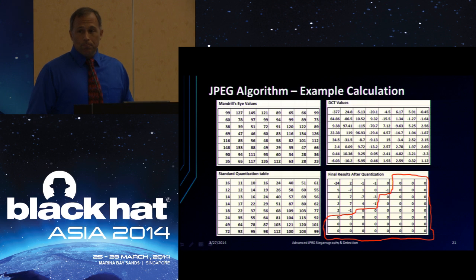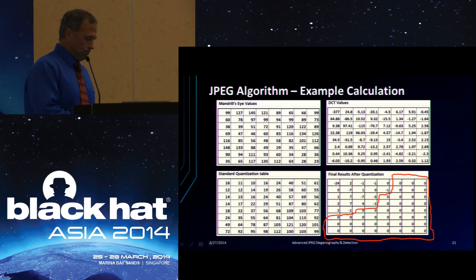And then that portion is run length encoded and Huffman encoded. So it's compressed and then compressed again. And that's why JPEG does so well. It adds pattern and then it gets rid of a lot of stuff that you can't see.